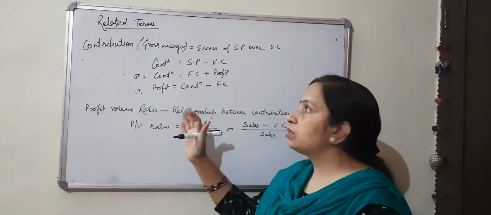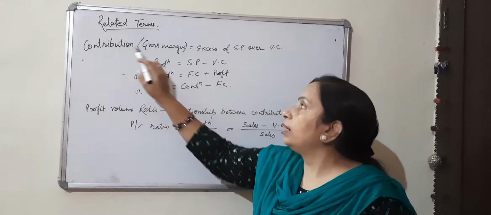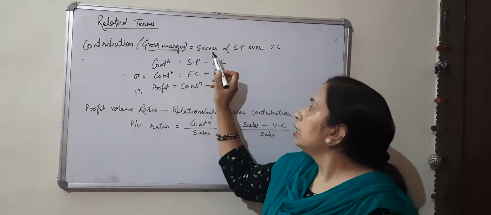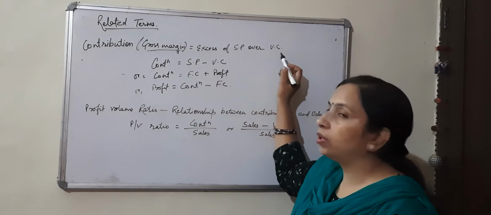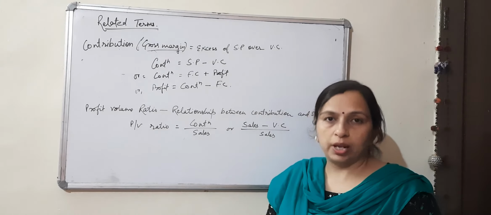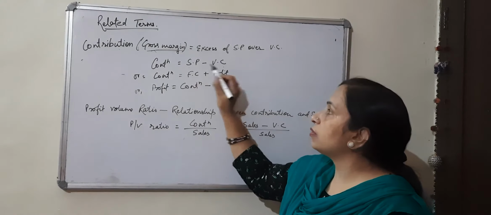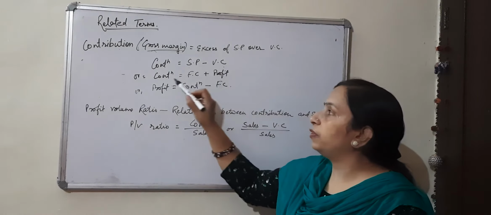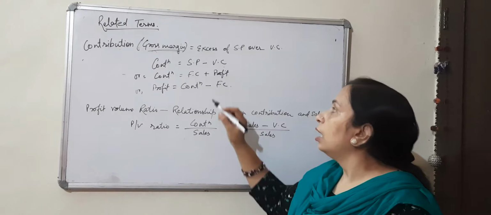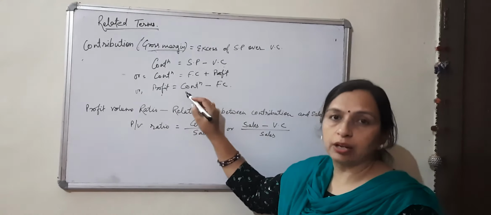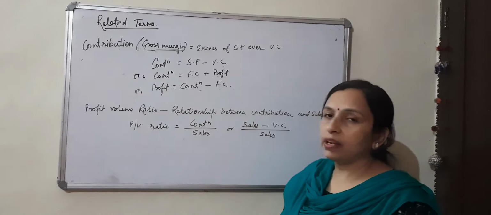Now related terms are contribution. We can also call contribution as gross margin. This is the excess of selling price over variable cost. Variable cost depends on the output, the production. Now selling price minus variable cost is contribution. The other way we can say it: fixed cost plus profit is contribution, because how do we calculate profit? Profit can be calculated by contribution minus fixed cost.